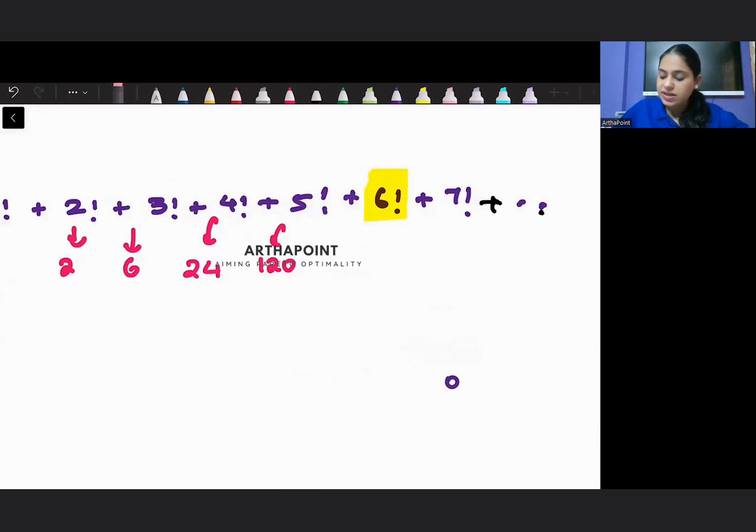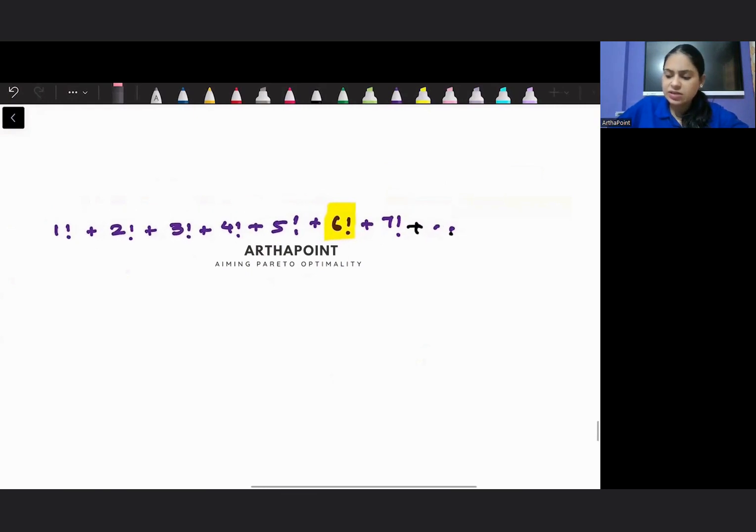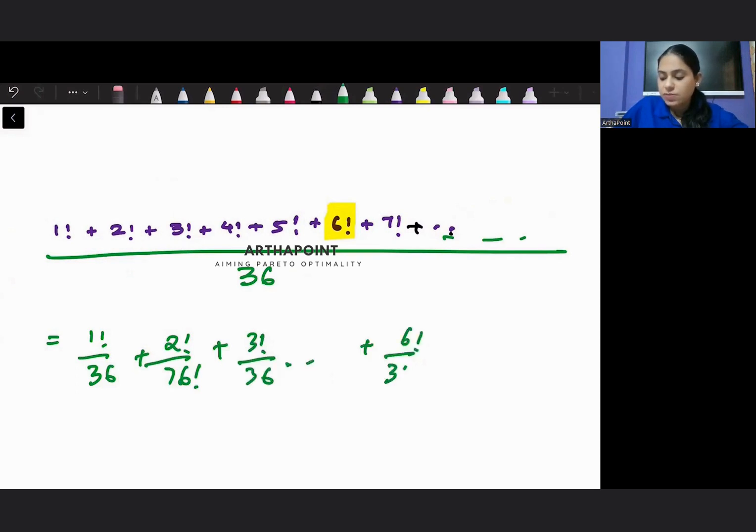Now try to understand that I need to find out what will be the remainder when this entire thing, and so on, is divided by 36. So it will be equivalent to 1 factorial by 36 plus 2 factorial by 36 plus 3 factorial by 36 plus 6 factorial by 36 plus 7 factorial by 36 and so on. Now from here onwards, these are completely divisible by 36, so I will get no remainder. So this will be gone. There will be zero remainder left in these cases.